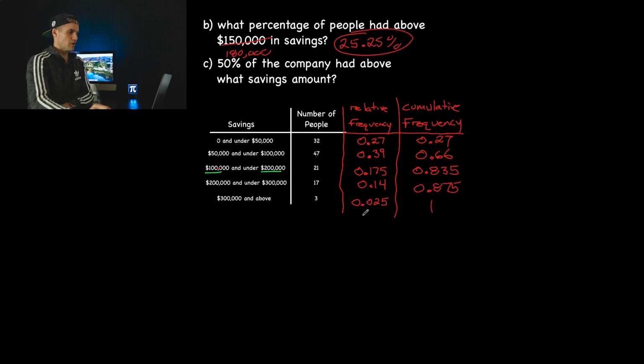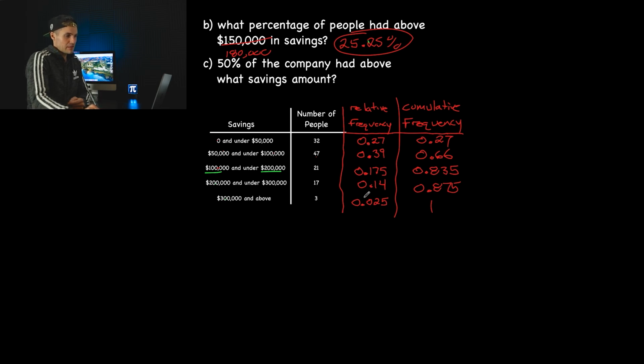So that ends up being the answer for part B. And then moving on finally to part C, another linear interpolation one. So 50% of the company had above what savings amount? So we're looking for the amount here where 50% of the company is going to be above that amount. So it's like we're going backwards from B. In part B, we were given the amount and we were looking for the percentage. Here in part C, we're given the percentage and we're looking for the amount.